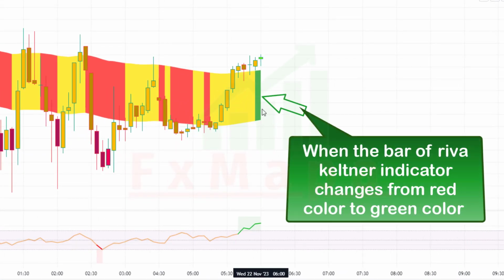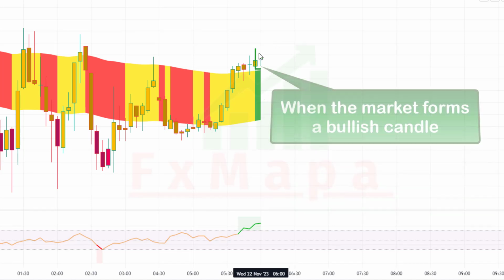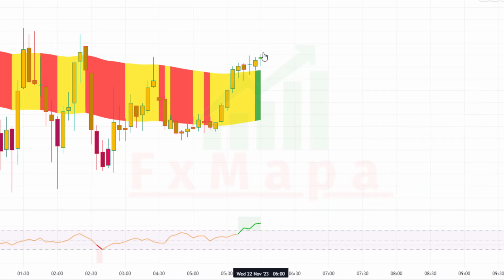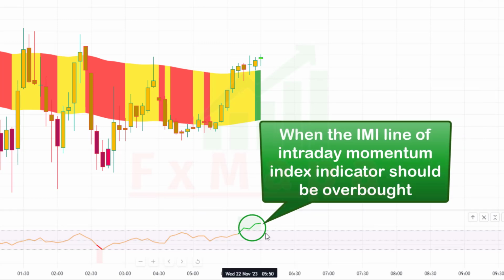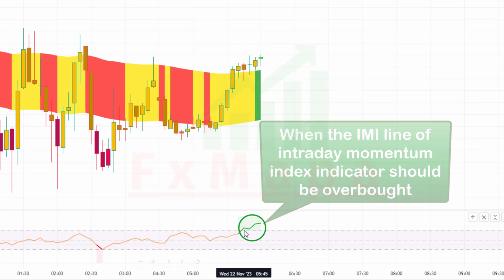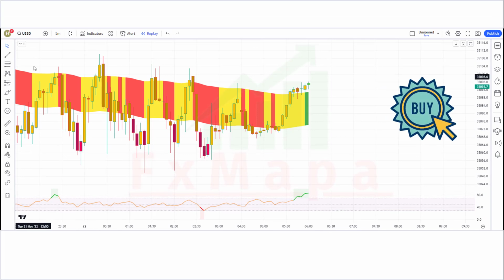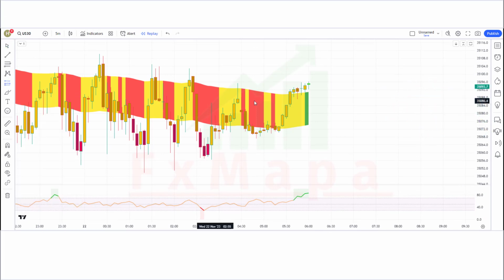When the bar of Riva-Keltner indicator changes from red color to green color, when the market forms a bullish candle, and when the IMI line of Intraday Momentum Index indicator is overbought, if this condition is fulfilled, then we will place a buy order.